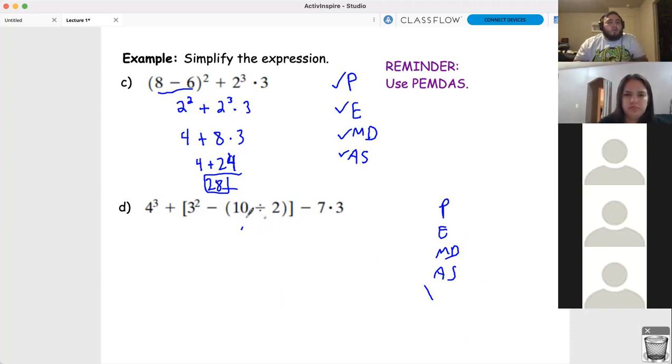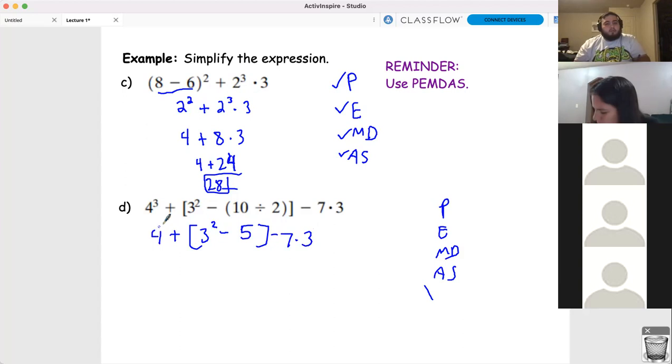But since this one only has one thing, 10 divided by 2, what's 10 divided by 2? 5. So bring down everything else. 3 squared, brackets, minus 7 times 3 plus 4 cubed. Notice how I dropped the parentheses because we now have just one number. Now, if there is a number in front of the parentheses, like a 2 here, I will keep the parentheses with the 2. But that's just showing you different scenarios.